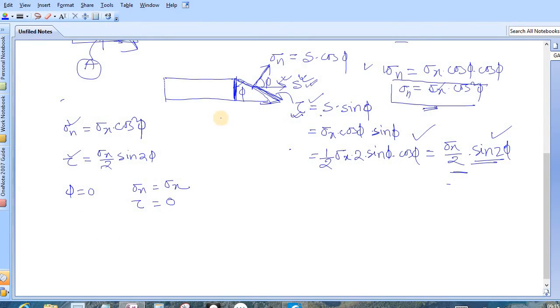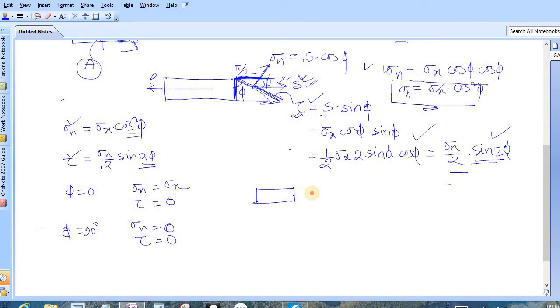Again, what about the stresses when your phi is 90 degrees, or the plane parallel to the axis of the member, or parallel to the force? Here phi is equal to pi by 2, or 90 degrees. When your phi is equal to 90 degrees, then sigma n is coming as 0, because cos 90 degrees is 0, and also tau: as there is 2 phi, sine 180 is 0, so tau is also 0. Clear? Now take the sign convention first. Though it is quite simple, let me repeat it for you.